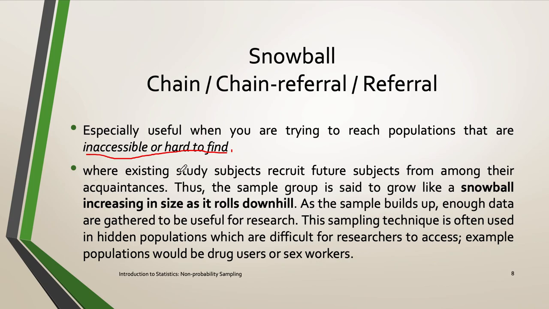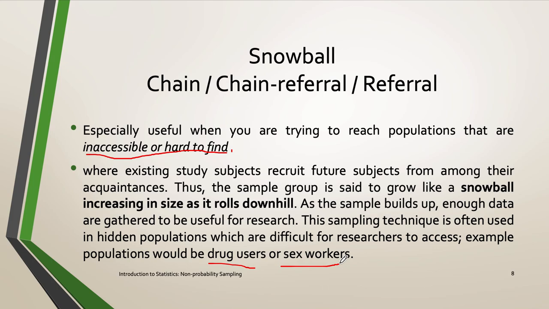So this is where existing study subjects recruit future subjects from among their acquaintances. Thus, the sample group is said to grow like a snowball, increasing in size as it rolls downhill. As a sample builds up, enough data are gathered to be useful for research. This sampling technique is often used in hidden populations, which are difficult for researchers to access. Example populations would be drug users or sex workers, like what I said.